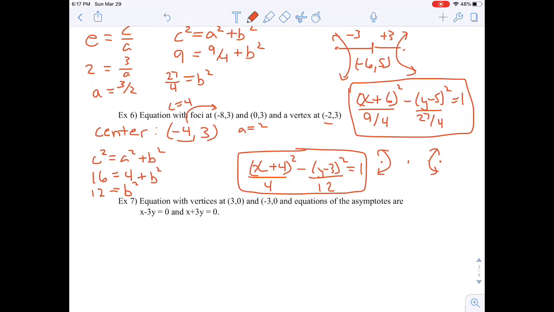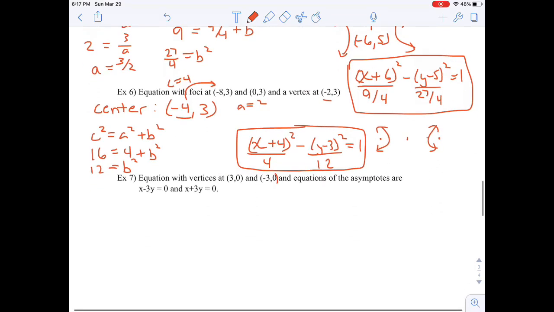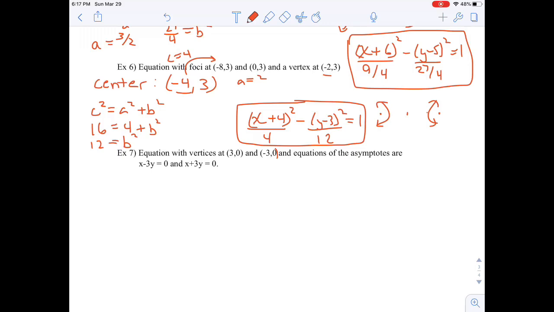The last one here, we got a little missing parenthesis there. Equation with vertices 3, 0 and negative 3, 0, and equations of the asymptotes are x minus 3y equals 0 and x plus 3y equals 0. So really, let's think about that. Negative 3y equals negative x. y equals 1 over 3 x. And that ends up being plus or minus.